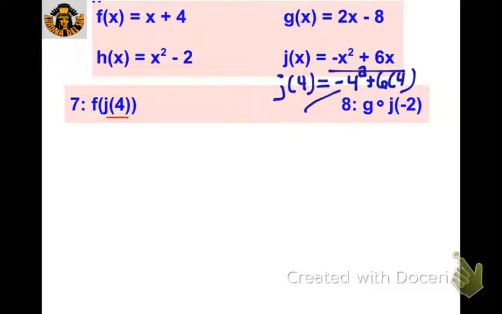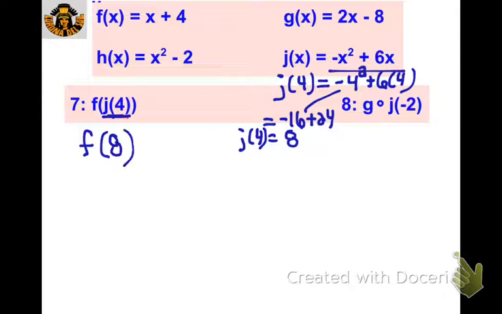So remember how this works. This is actually negative 16, so make sure you do the 4 squared and then attach the negative. And then plus 24. So that's going to give us 8. So that means j of 4 equals 8. All right, so that means we can replace the whole inside with just an 8.